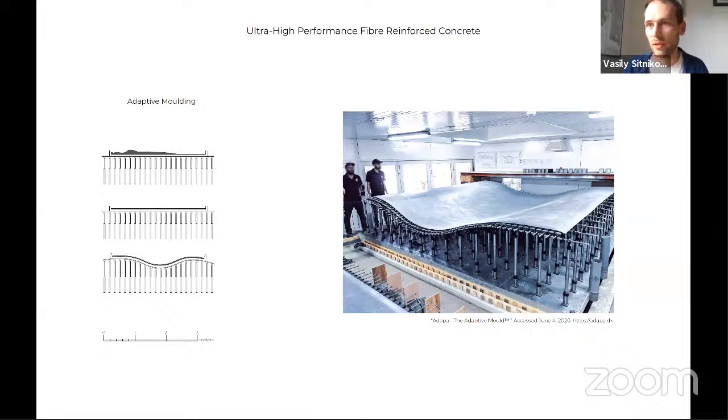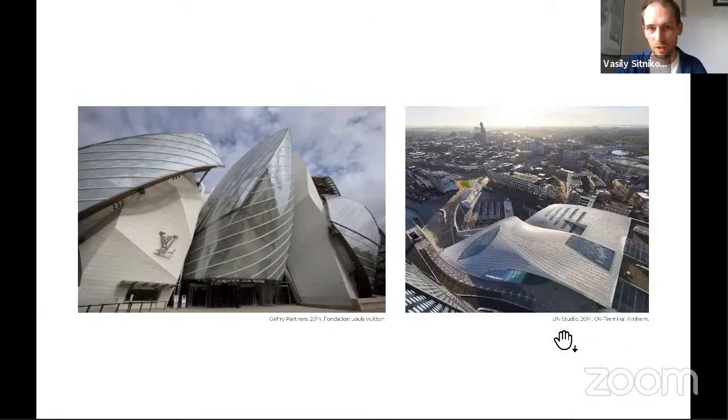One of the devised technologies was based on an adaptive mold, where an element is cast flat on a table and left to set for a while, so that it does not flow anymore. Then the table is bent into shape to meet a particular facade geometry. The technique was used in 2 quite outstanding projects, Gehry Partners' Foundation Louis Vuitton and the UN Studio Arnhem Terminal. Both projects, I think, won some prizes in terms of efficiency of concrete, because the facade cladding in both cases was extremely thin, like 2 centimeters, without any extra supportive structures.